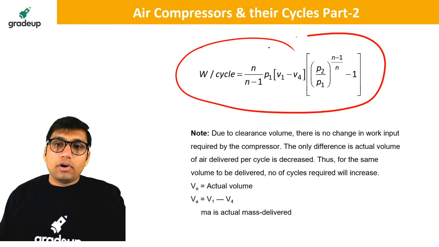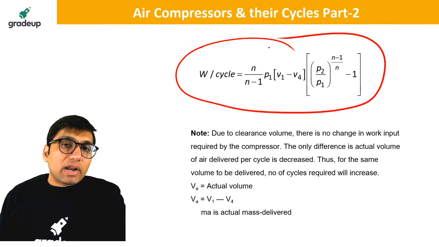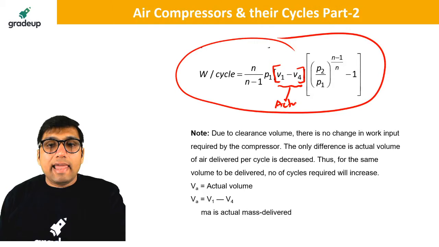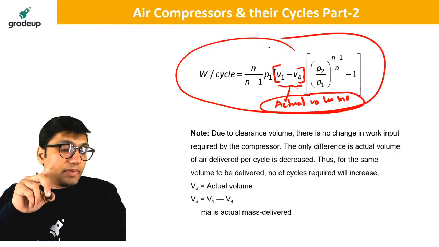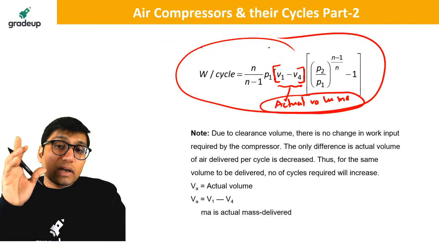This will be the work input with clearance volume. The only difference is that in the case of work input without clearance volume, we are using V1, the total volume. But here we will be using V1 minus V4. This is the actual volume. So basically the actual volume will get reduced during the work input with clearance volume. The actual volume of air given to the compressor for compression will reduce.